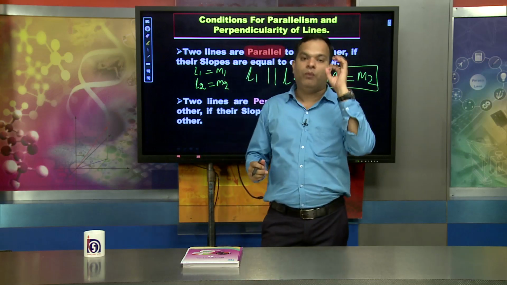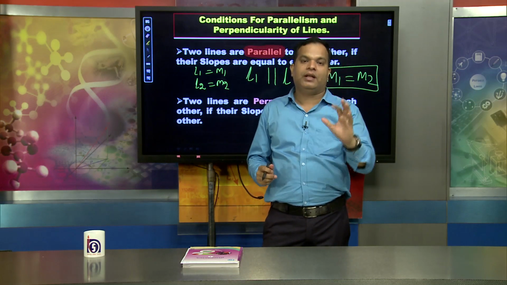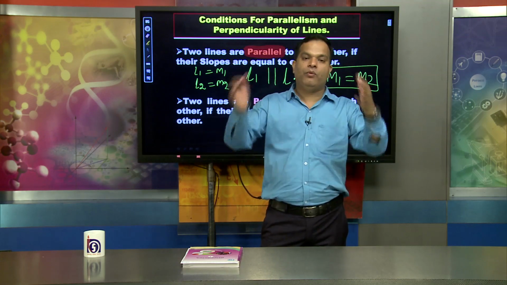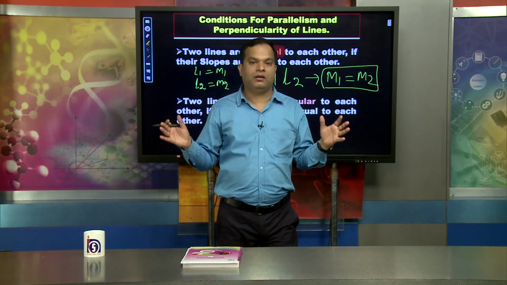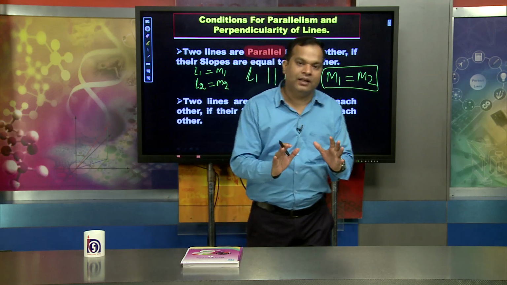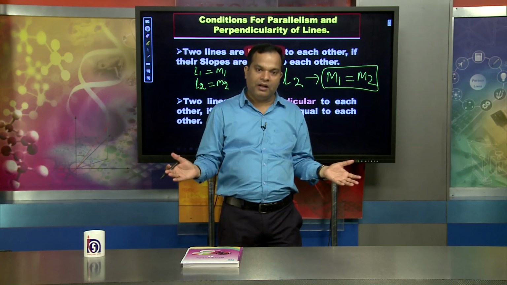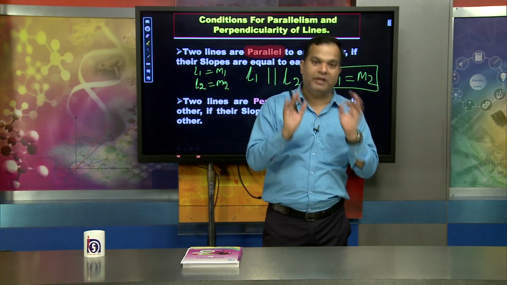This is one of the most important characteristic features of the slope of a line. If we know the slope of the two lines, we can decide whether the two lines are parallel or perpendicular, or not parallel and not perpendicular. That is a very important thing.